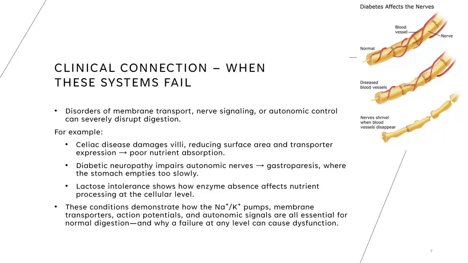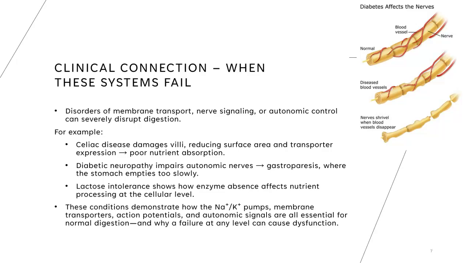And the next point is clinical connections, specifically on when these systems fail. So disorders of membrane transport, nerve signaling, or autonomic control can severely disrupt digestion. For example, celiac disease damages villi, reducing surface area and transporter expression, which causes poor nutrient absorption.